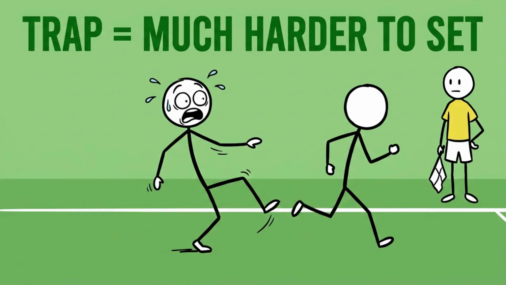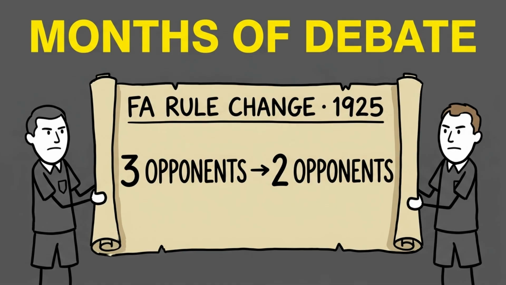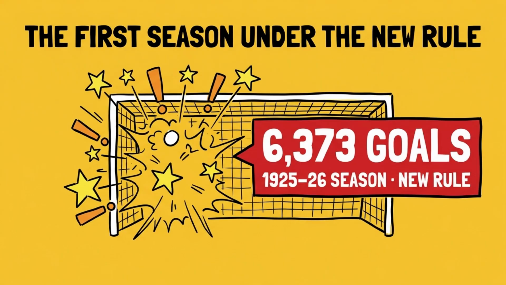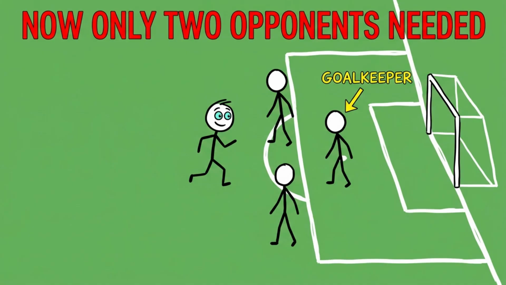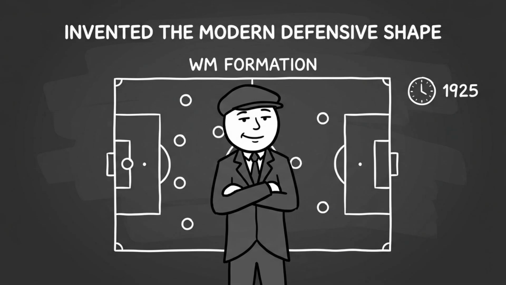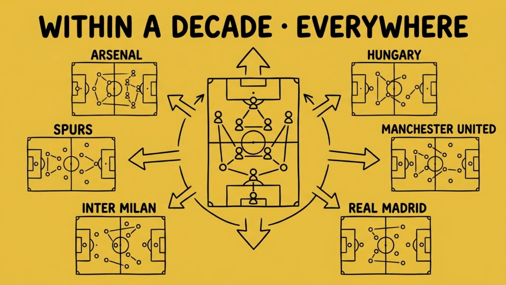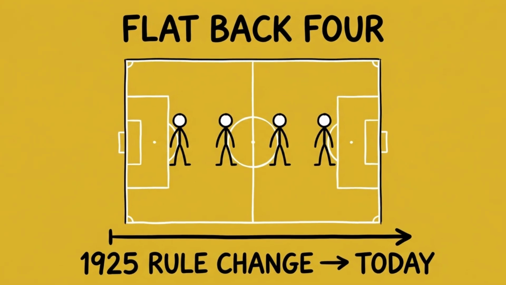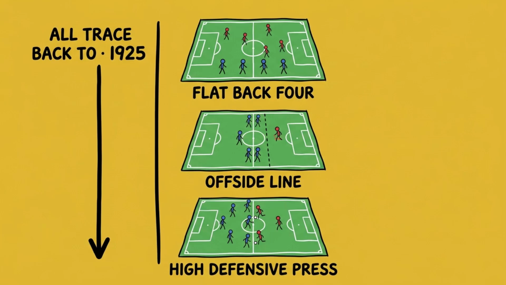That sounds reasonable until you compare it to what happened next. In 1925, after months of debate, the FA changed the rule. The 3-man requirement was reduced to 2. Now only 2 opponents needed to be between an attacker and the goal for the player to be onside. That meant the goalkeeper counted, which meant for a forward to be offside, only 1 outfield defender needed to be behind them. The trap became exponentially harder to set. Defenders could no longer just step up in a line and make the attack disappear. You had to actually defend.